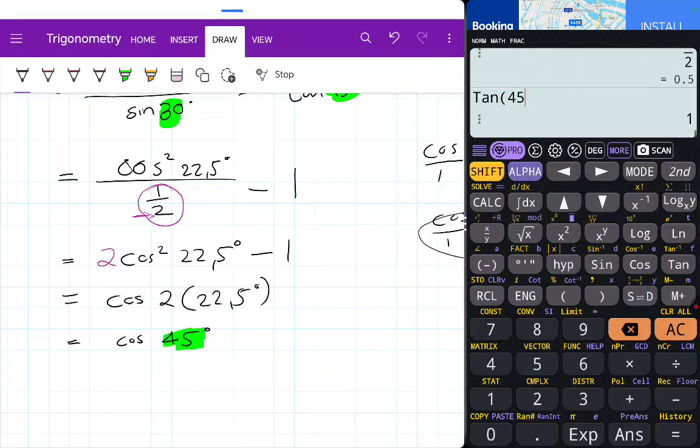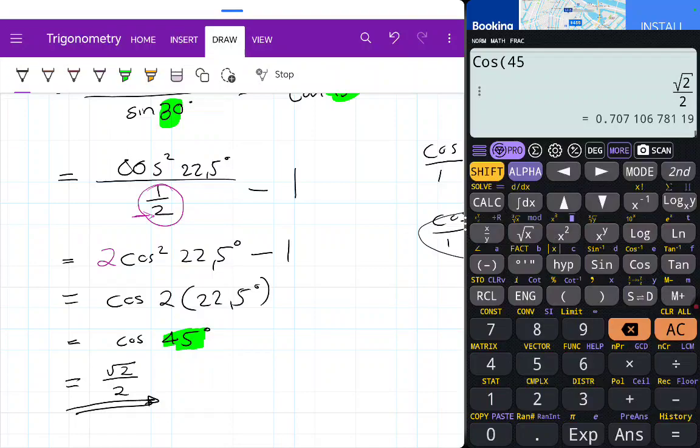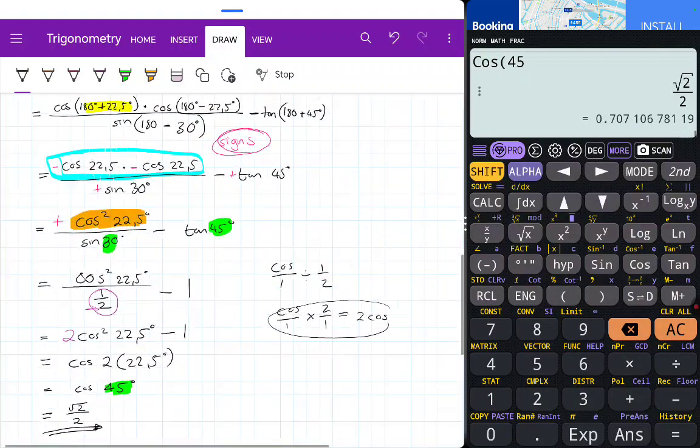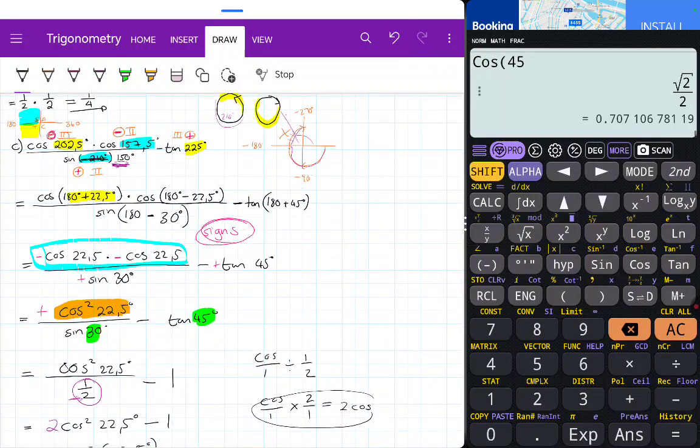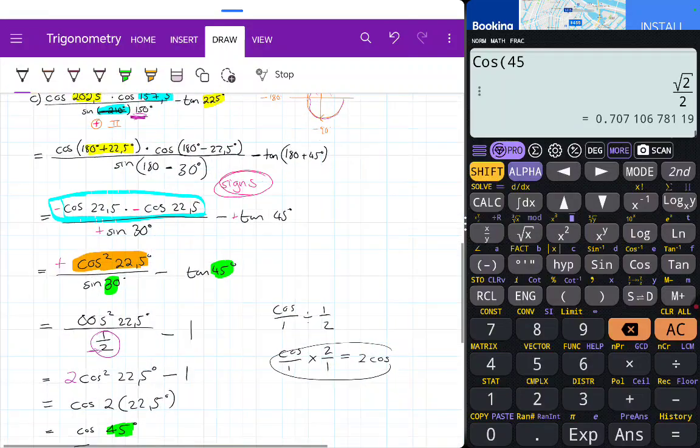So that is going to give us, now let's look at how this one looks, because it's going to be a different notation on the calculator. Cos of 45 degrees, mine gives it to you in surds, but just make sure that your calculator can give it to you in surds. So cos of 45 gives you square root 2 over 2, and Bob's your uncle. Okay, I hope that made sense to you. That is example C.